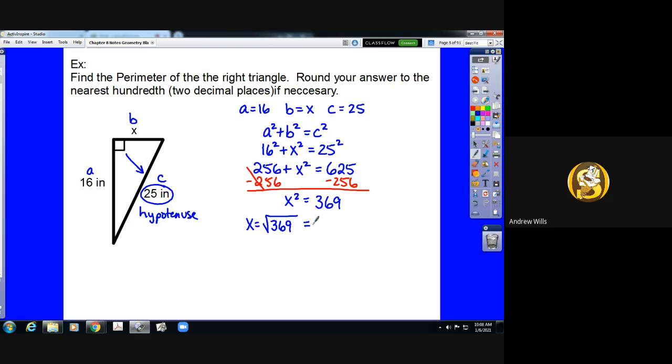So we take the square root of 369. Our calculator reduces that to 3 root 41. Hit the conversion button. That is 19.209. So we round that off. The 9 tells us to round the 0 up to a 1. So 19.21 inches for x.